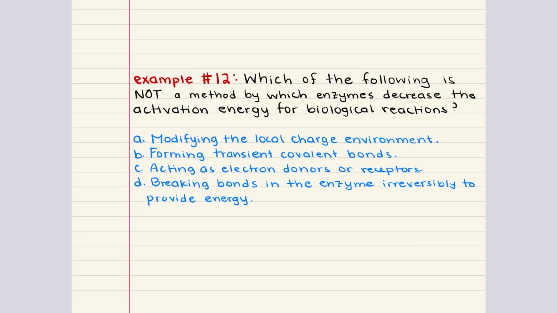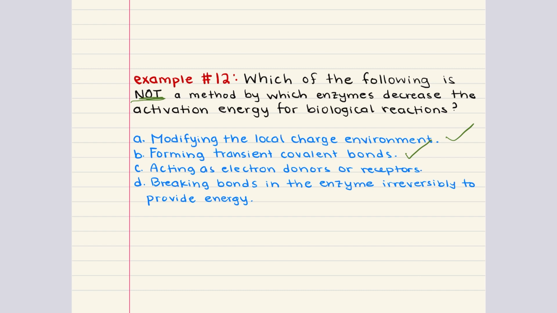Problem 12 says, which of the following is not a method by which enzymes decrease the activation energy for biological reactions? Let's work through our options. A says modifying the local charge environment. That's true. Enzymes can stabilize charged transition states by altering the electrostatics around a reaction site. B says forming transient covalent bonds. That's also valid. Many enzymes temporarily bond to the substrate during the reaction to stabilize intermediates or assist in rearrangement.